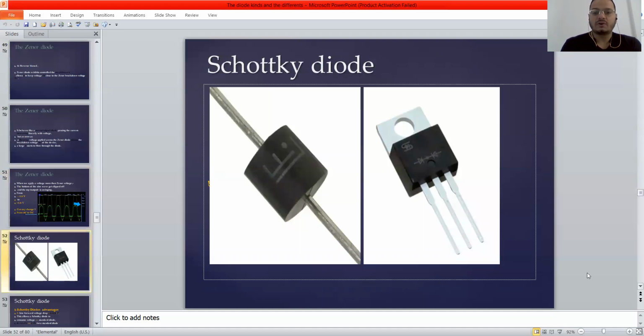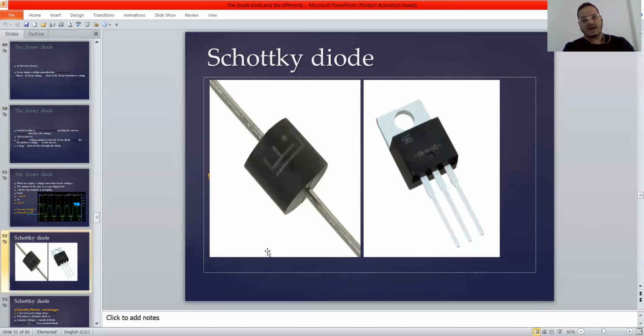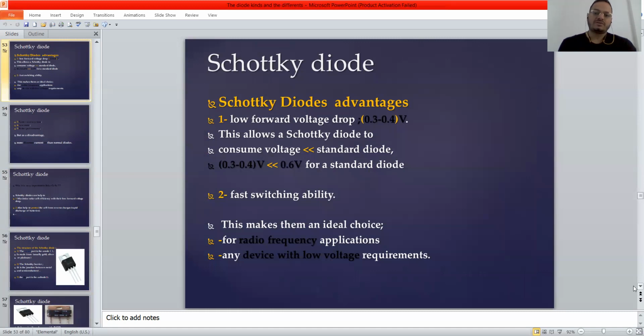Next, the Schottky diode. Now the second type of diode is the Schottky diode. It has an interesting shape like an ordinary diode, but it has three legs and a different form. Let's see why. The Schottky diode's advantage is a low forward voltage drop, 0.3 to 0.4. Why is it important to us? Because by using this we will save more voltage.